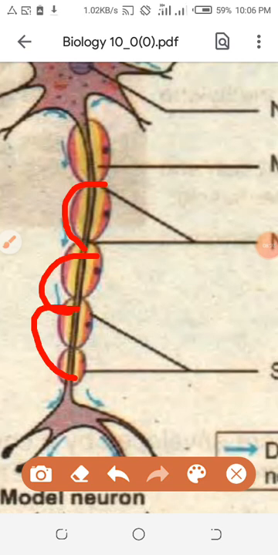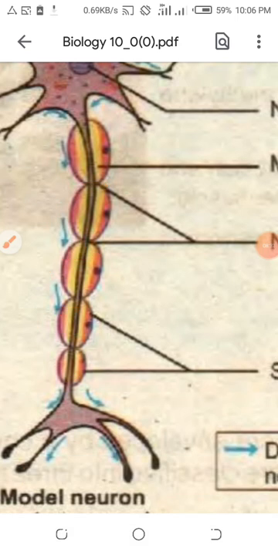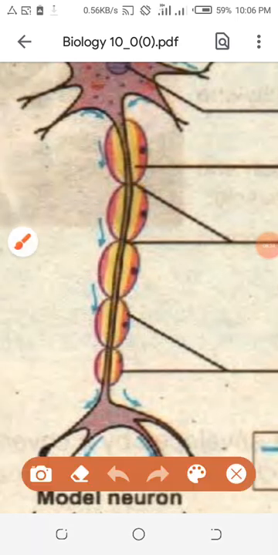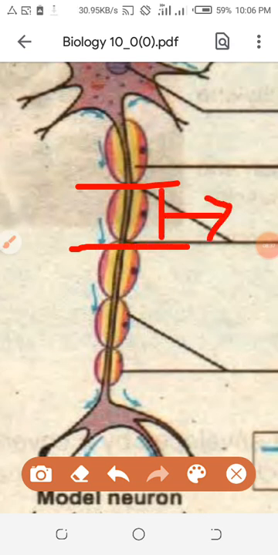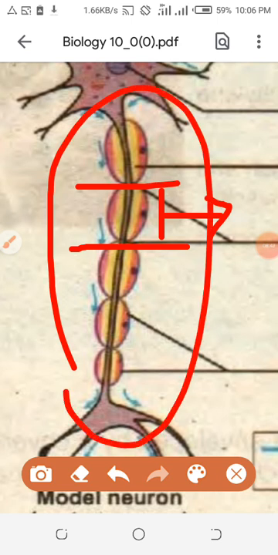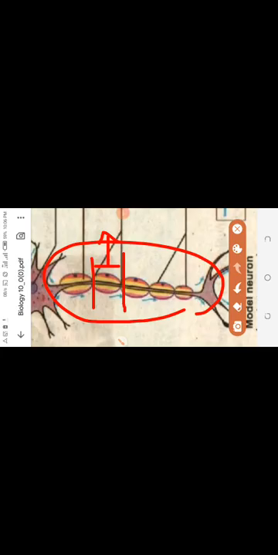Now this area which is present between one node of Ranvier and another node of Ranvier is called the Schwann cell. Of course this is all one cell, but when a cell is very long, you have to subdivide it. So it is not a complete cell. The complete cell is of course the neuron.